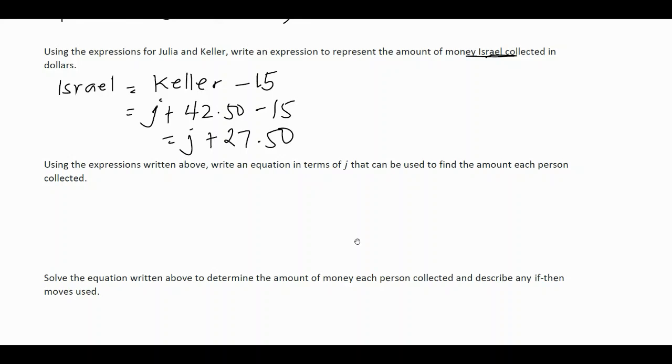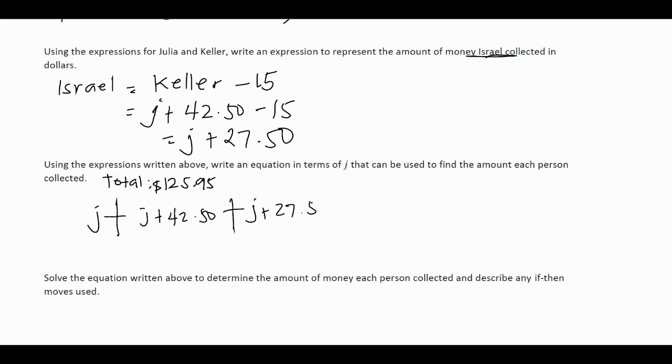All right. Using the expressions written above, write an equation in terms of J that can be used to find the amount each person collected. So as we can remember, the total that they collected was $125.95. So for Julia, and then we have Keller's, right? And of course, Israel, which is J plus 27.50. All right.